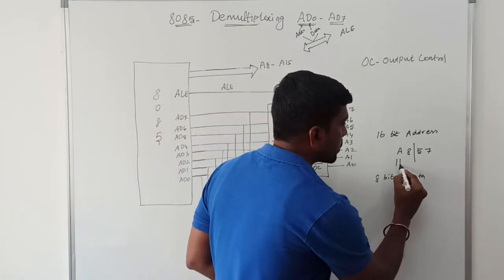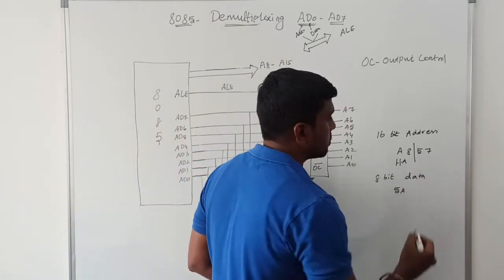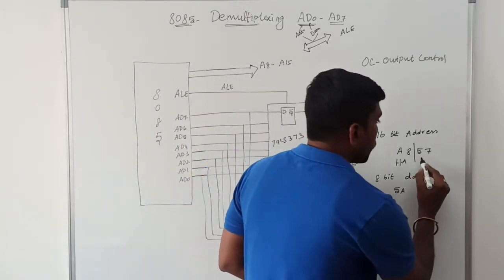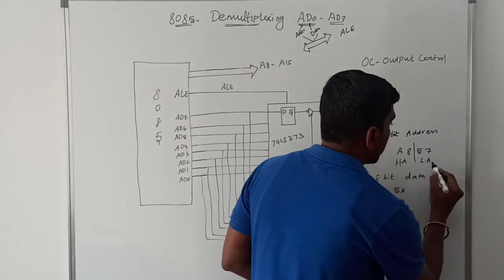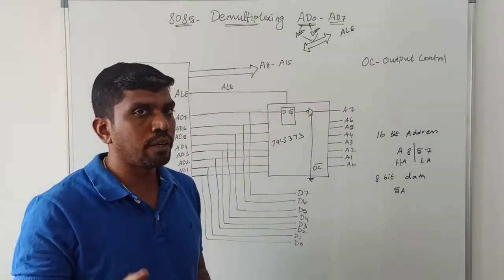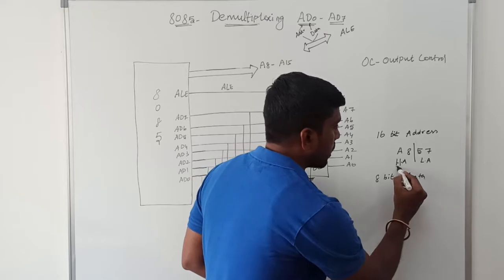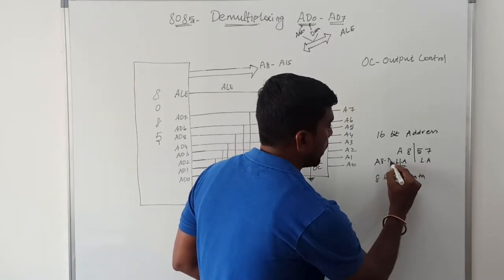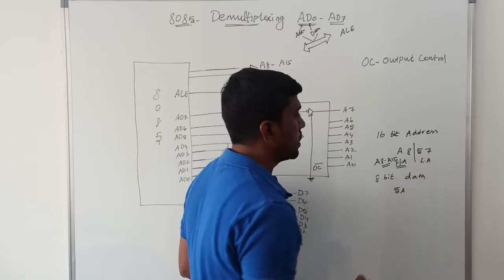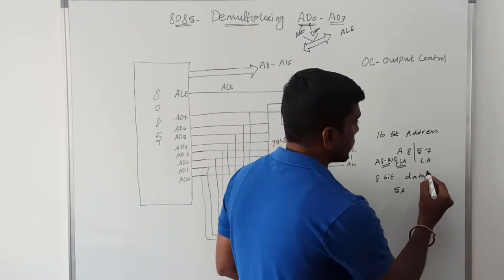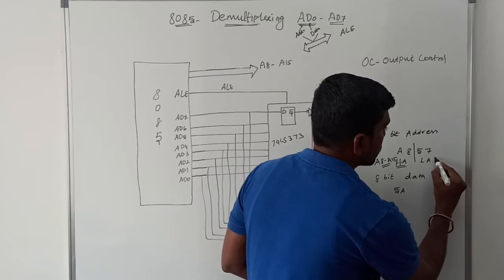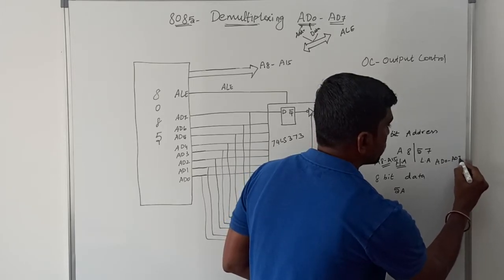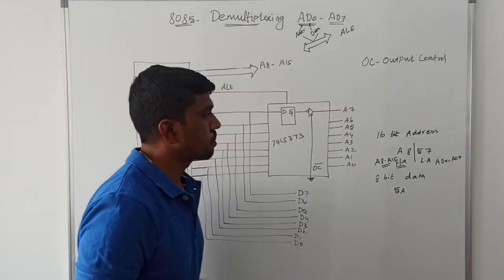One is called the higher order address location. This HA represents the higher order address location, AA. 57 represents the lower order, so LA represents the lower order address location. The higher order address location is transferred through the A8 to A15 address bus. This lower order address location, 57, is transferred through the AD0 to AD7 bus.